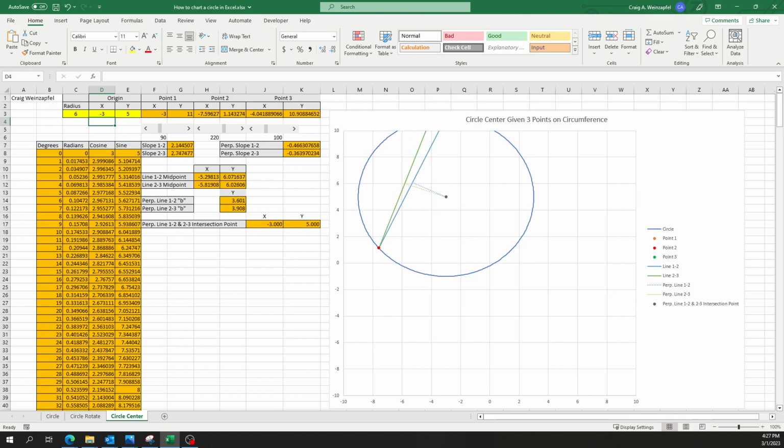It has to be a true case. As you saw there, we had a divide by 0, so it's not going to correctly find it. So it's got to be 3 different points. You cannot have 3 points and any 2 of them be the same. They all have to be unique. But anyway, that's how you find the center point of a circle given 3 points on the circumference.